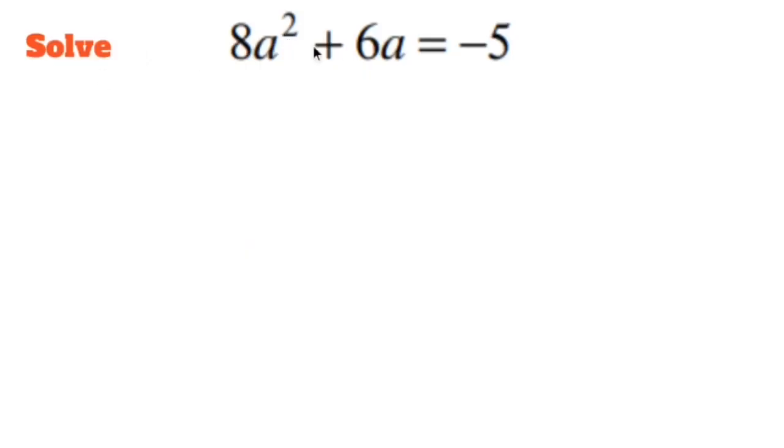Solve 8a squared plus 6a equals negative 5. This is a quadratic, so the first thing I want to do is get the right side, or any side, equal to 0. So let's do that by adding 5 to everything. That gets me 8a squared plus 6a plus 5 equals 0. Is this factorable? I don't know. But let's do the quadratic formula because I love the quadratic formula.